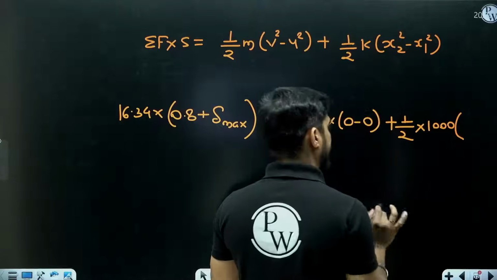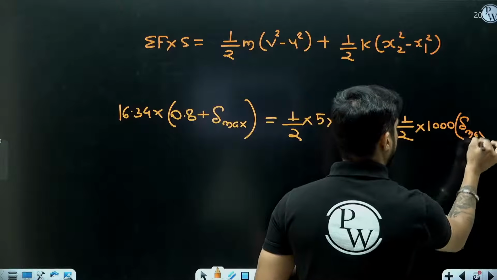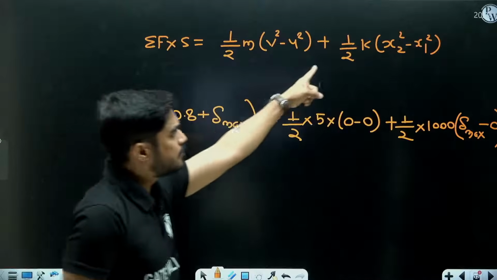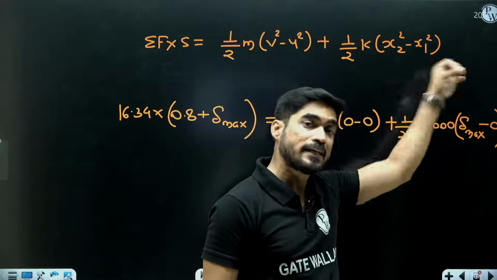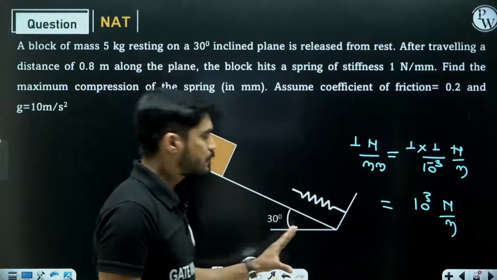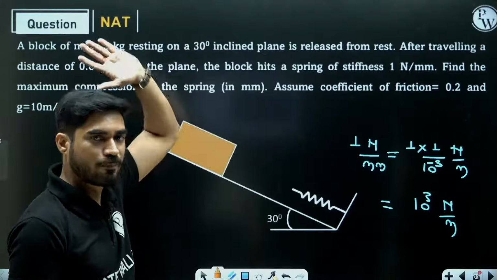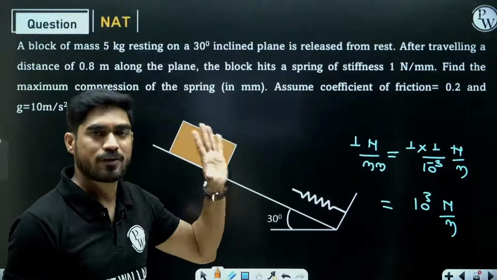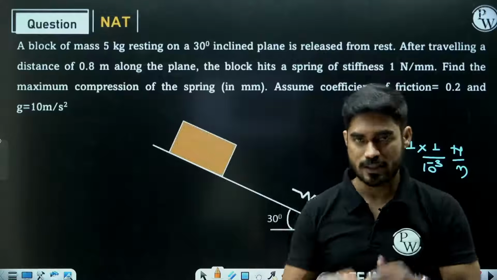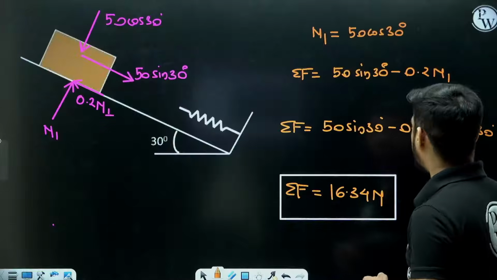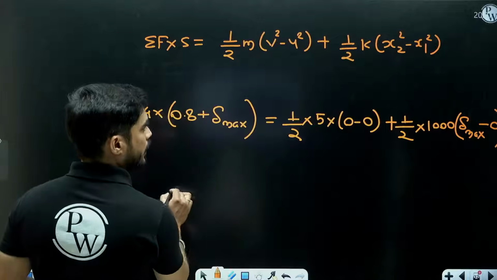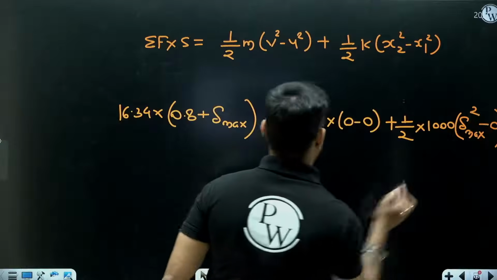Now finally the spring will be compressed by delta max, and initially it was not compressed. Now why have I written it like this? Because in some questions they will give you the initial compression of the spring. In this particular question and in the question we solved previously, initial compression was 0, initial deformation was 0, but maybe in some case there will be initial deformation. That's why I have written it like this, half k (x2 square minus x1 square). Now if you solve this equation, you will get delta maximum.